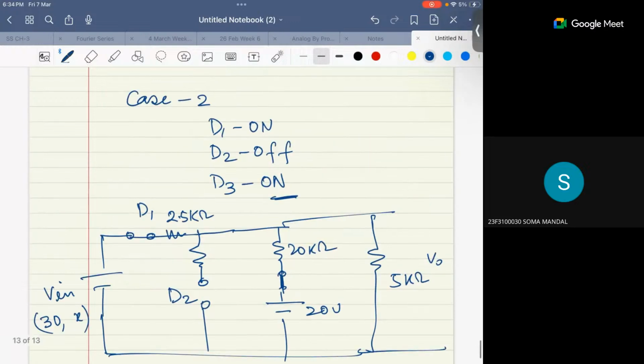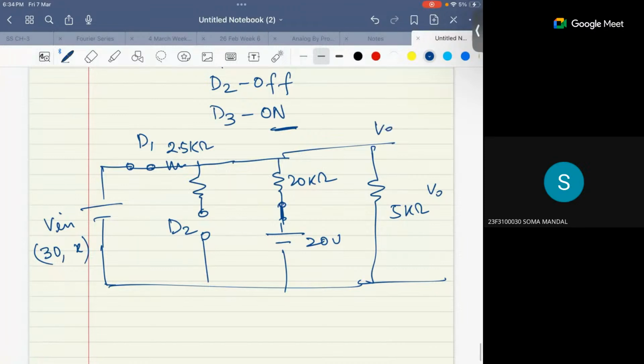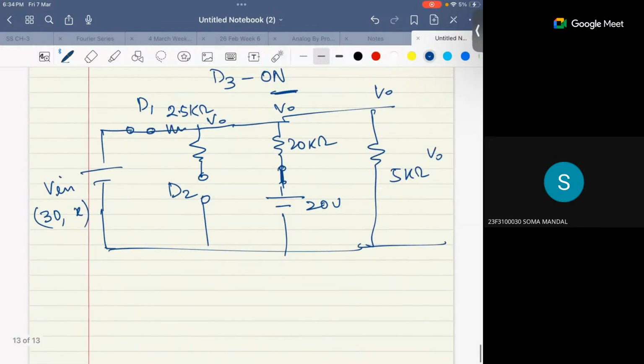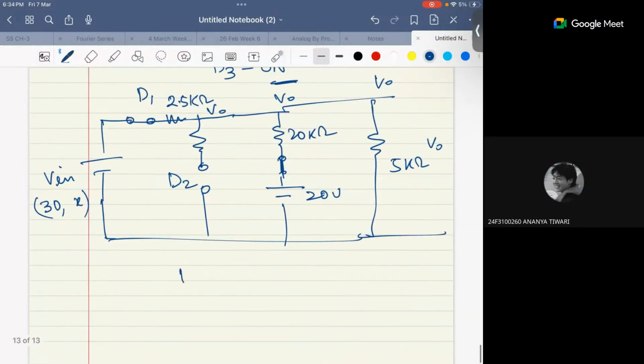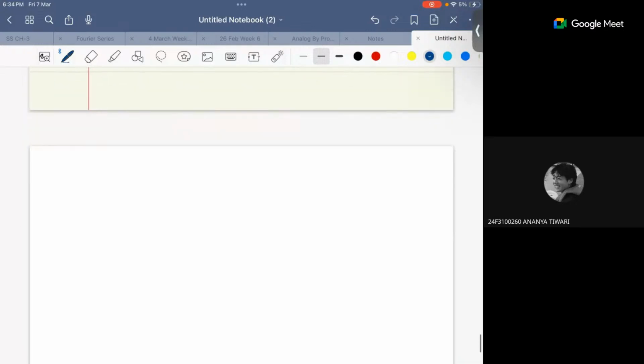So now, every combination has been done. See, I'll just write it out. So this is also V0, this V0, this V0. Now, can you tell me the equation, at least the equation which it will be following? V0 minus V input by 2.5, correct. V0 minus 20 by 20 kilo ohm, correct, and V0 by 5 equals 0. Right. So now you can have an equation of V0.